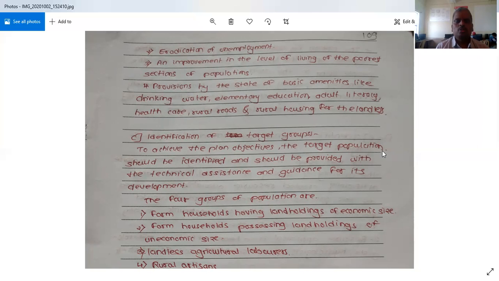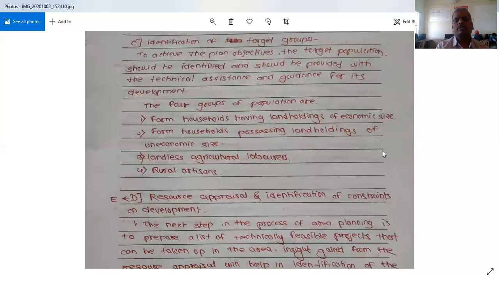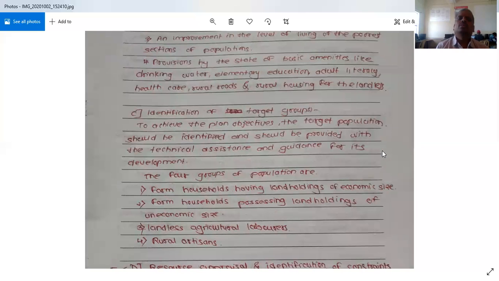Next is provision by the state of basic amenities like drinking water, elementary education, adult literacy, healthcare, rural roads, and rural housing for the landless. These policies have been implemented to a great extent now, but still we are lagging in the implementation of these policies due to improper coordination among the various agencies. So we have to complete the basic needs of the people living in the rural area so that they may come into the main flow.